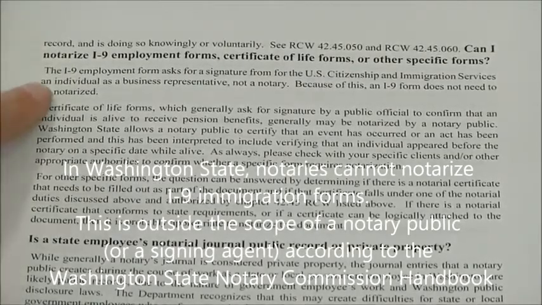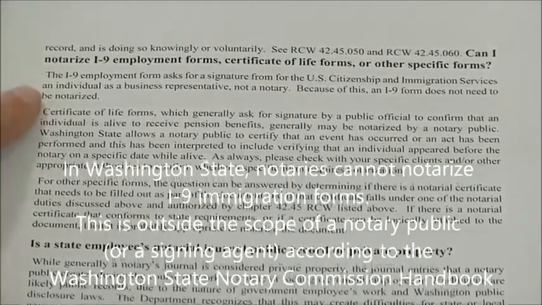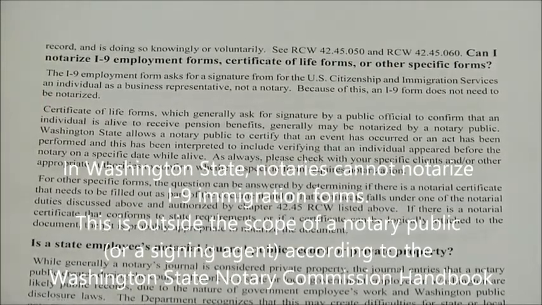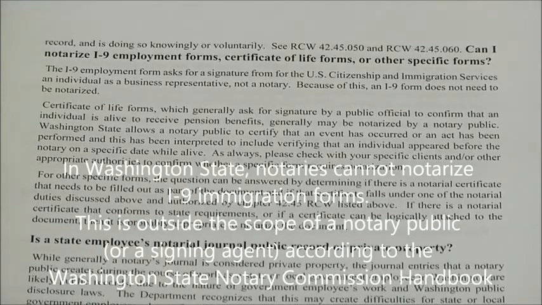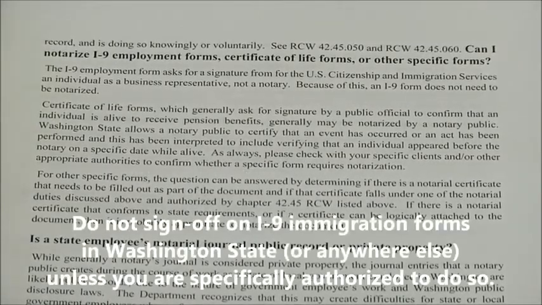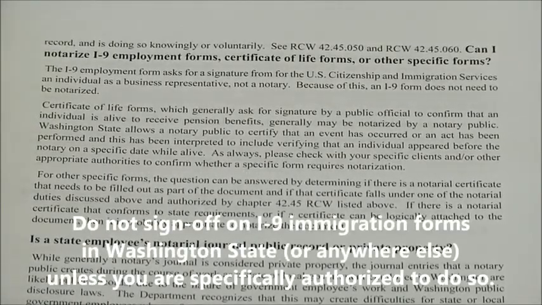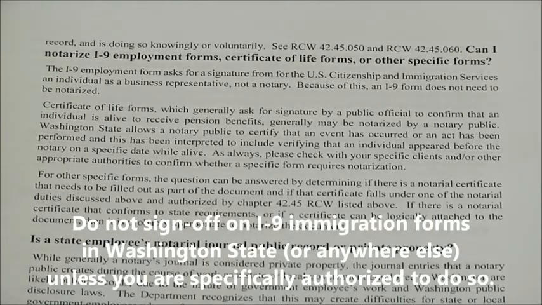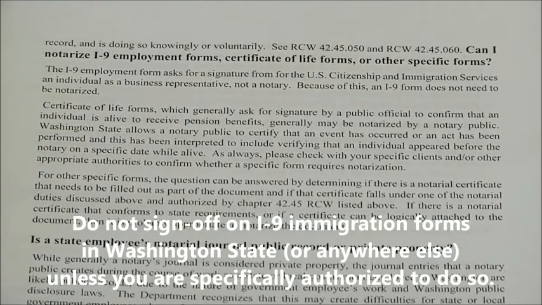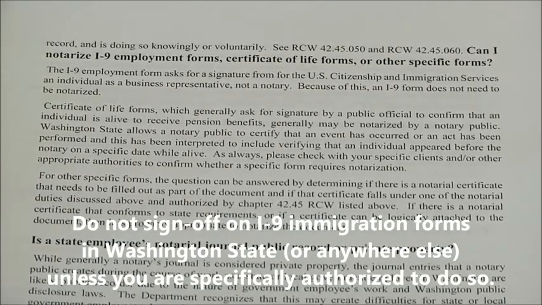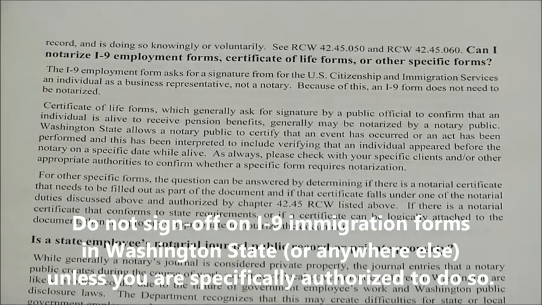Look at what the state of Washington says. The I-9 employment form. So the question is, can you notarize I-9 forms or sign off on I-9 forms? The state of Washington says the I-9 employment form asks for a signature from the U.S. Citizenship and Immigration Services individual, as a business representative, not a notary. Right, so because of this, it does not need to be notarized.